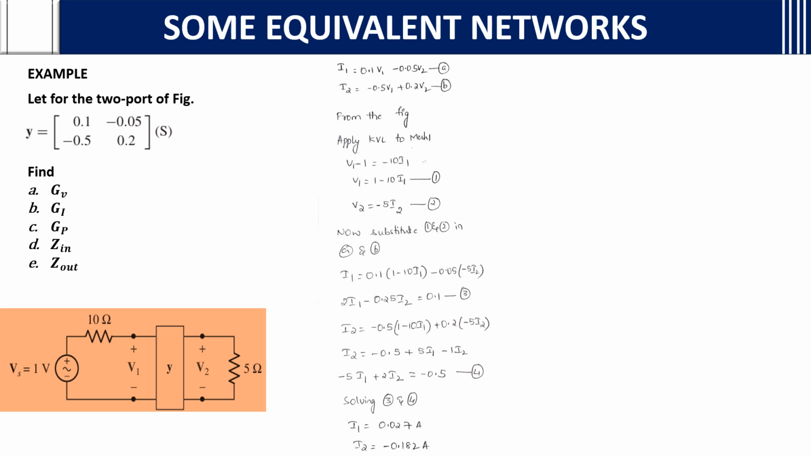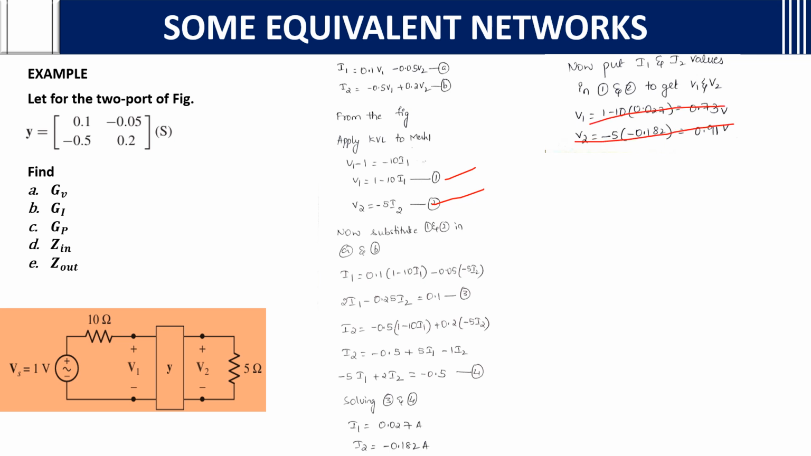After getting the I1 and I2 values, what do we need to do? We need to substitute them in the V1 and V2 equations, that is, put the I1 and I2 values in equations 1 and 2. So you get V1 and V2. V1 will be 0.073 and V2 is 0.91 volts. After getting this, it's easy now. We know V1, V2, I1, I2.